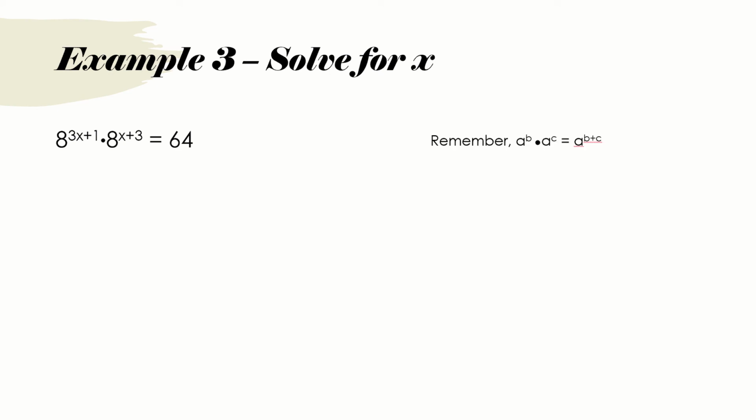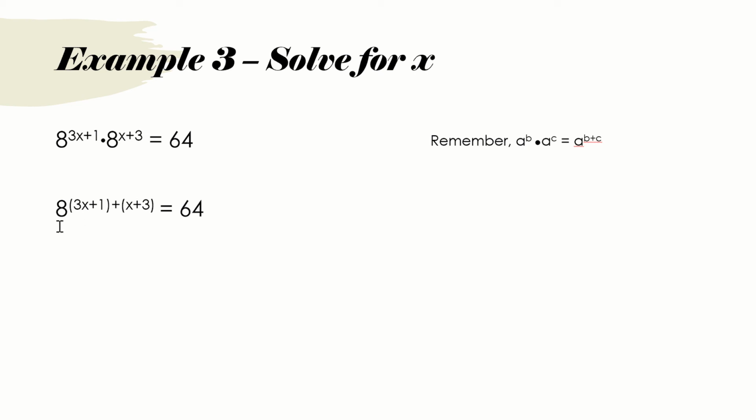Well, remember from our exponent rules that if you have a to the b times a to the c, if you have two expressions that are multiplied like this with the same base, that means that you can just add the exponents together, okay? So you've got to remember that rule to figure out problems like this. So moving on here, knowing that the bases are the same and that you're multiplying these two terms, what you're going to do is just add the exponents, okay?